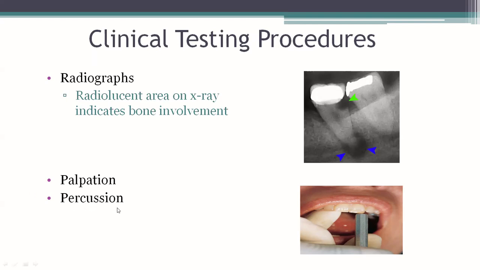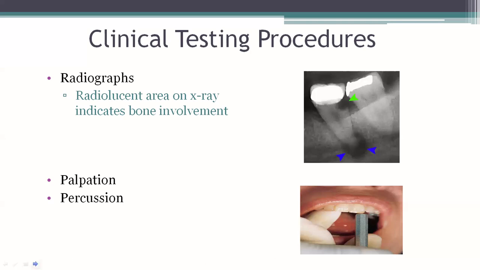We can also do percussion. Percussion, as you can see in the picture, we can use the handle of the mirror, and vertically, we want to tap on the tooth that the patient is indicating. And actually, we're going to start not exactly where the patient indicates the pain is coming from. We are going to start one or two teeth before, so the patient can feel the difference between a healthy and an unhealthy tooth.